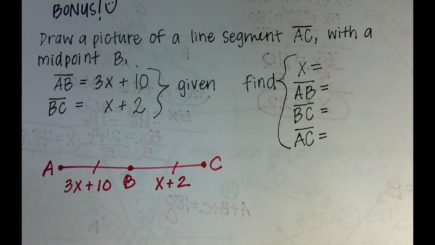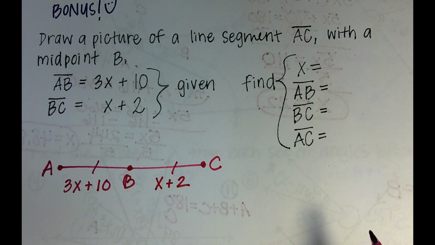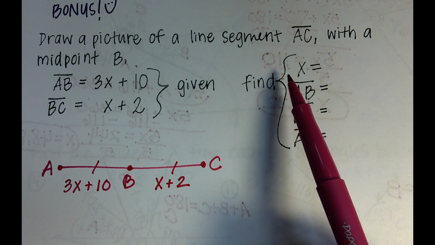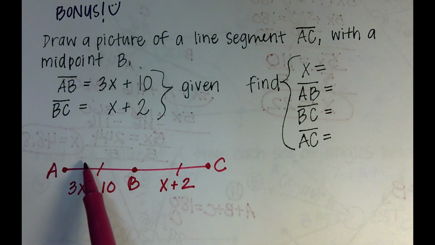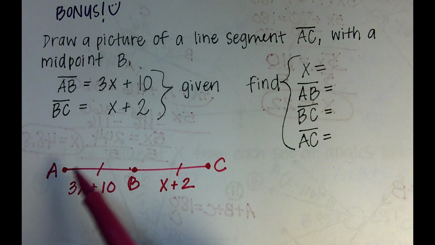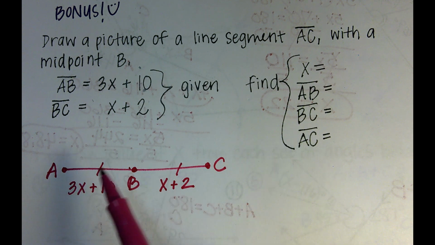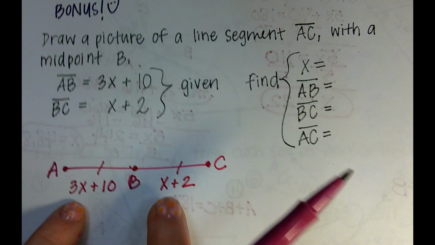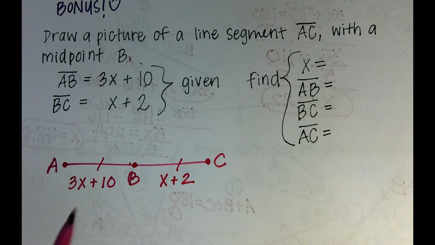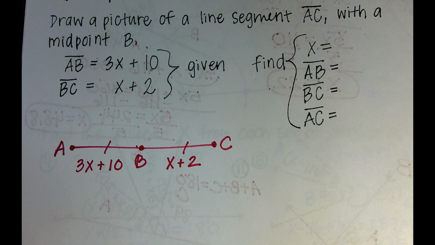To get all your bonus points, there are 4 things we need to find. We need to solve for x. We need to find the length of AB. BC, guess what? As soon as you have AB, it's the same as BC. These are equal to each other. And then from A to C, you're just going to add those two together. So first of all, what is the equation that I need to write to find x?